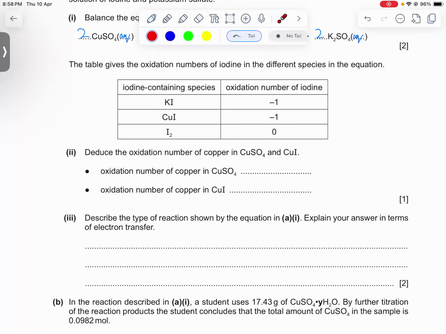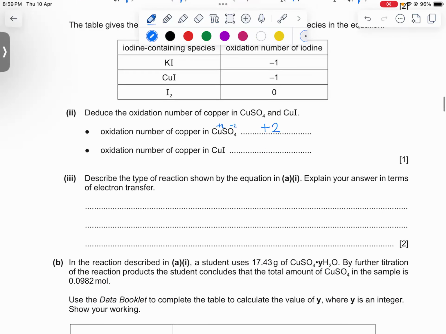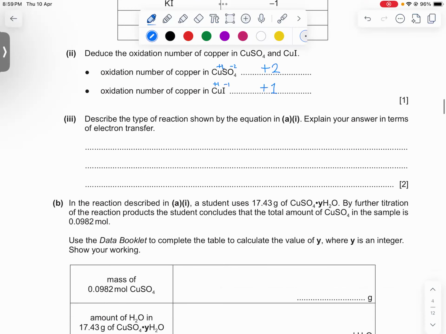Okay. Next question. The table gives the oxidation numbers of iodine in the different species in the equation. Potassium iodide, the oxidation state of iodine is -1, copper iodide is -1, iodine is 0. Deduce the oxidation number of copper in CuSO4 and CuI. Oxidation number in CuSO4, of course, copper, when it is joined to a sulfate, it is +2 charged, so it will be +2, the oxidation state. And what about the other position? In copper iodide, iodide is -1 charge, so copper over here should be +1 charge, so the oxidation state will be +1 over here.